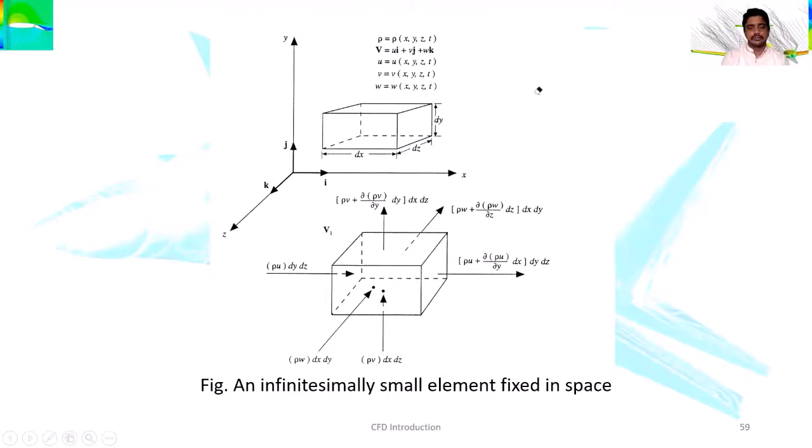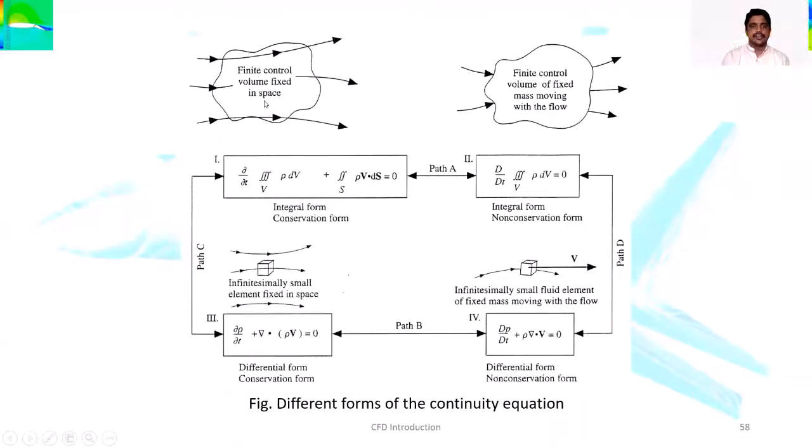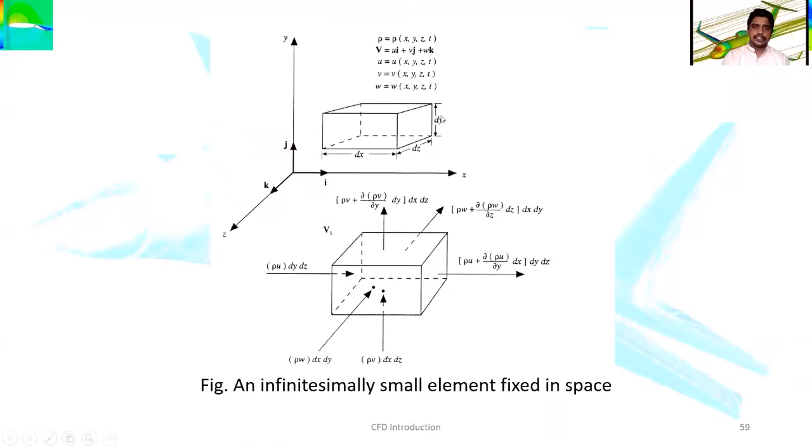On this I have kept a small infinitesimal fluid element fixed in space. Remember this point: I have fixed this small element in space. So my control volume is fixed, an infinitesimal small control volume fixed in space. In comparison with the previous approach, here you can see a fixed control volume fixed in space. That is the first form I am going with. Here it is infinitesimally small, and we derive the continuity equation for it.